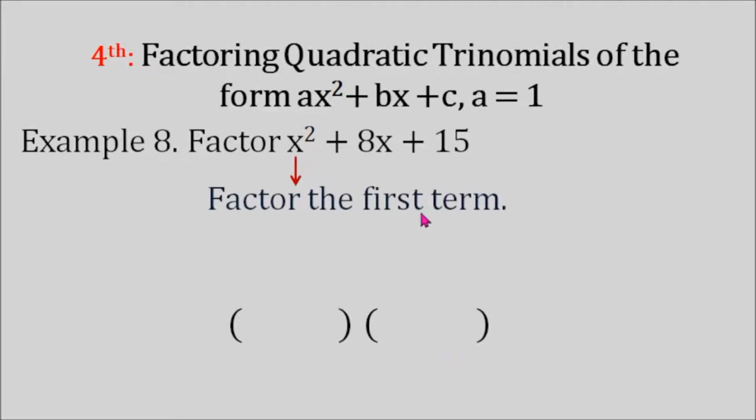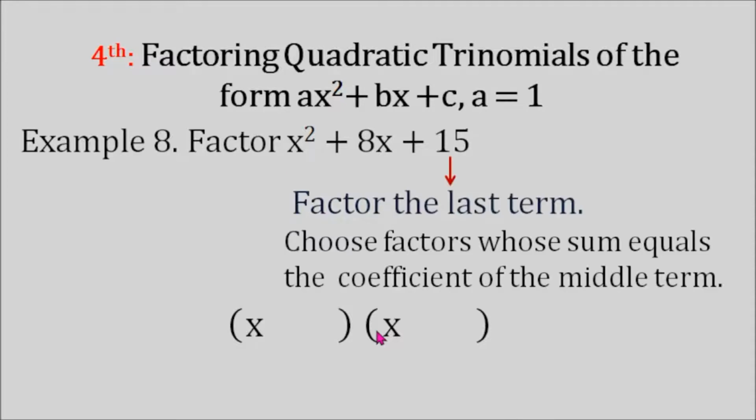First, we are going to factor the first term. So the factors of x squared are x and x. Then we are going to factor the last term, but we are going to choose factors whose sum equals the coefficient of the middle term.